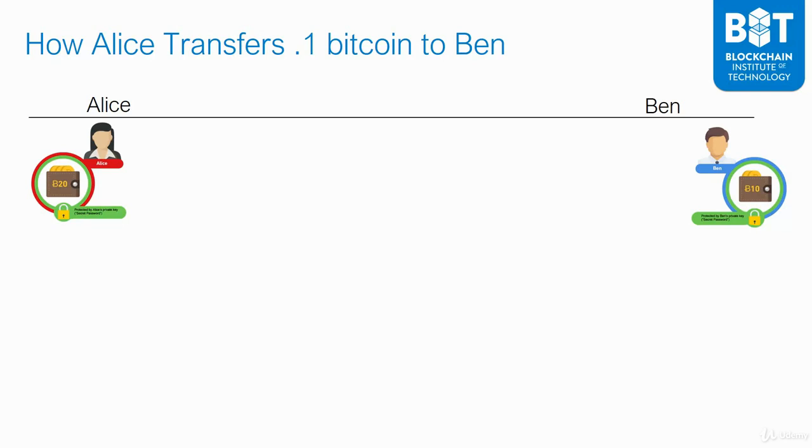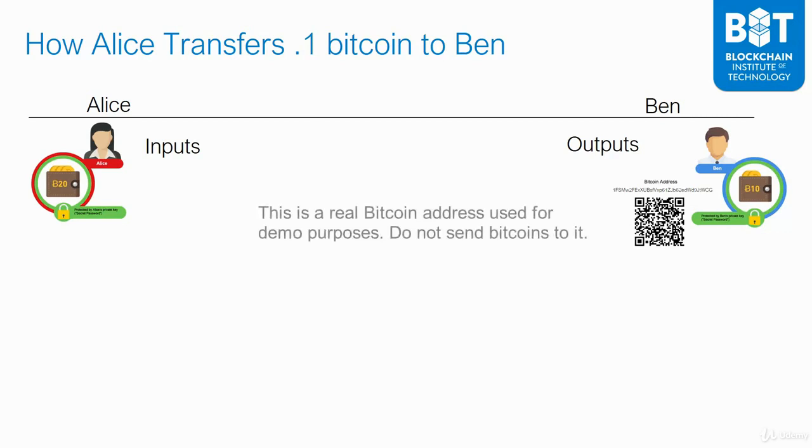In order for Alice to be able to send 0.1 Bitcoins to Ben, Ben needs to provide her with his Bitcoin address. You will see right here a live Bitcoin address. And this is a real Bitcoin address, which if you go on the public blockchain, you'll be able to see that there's activity going into it.